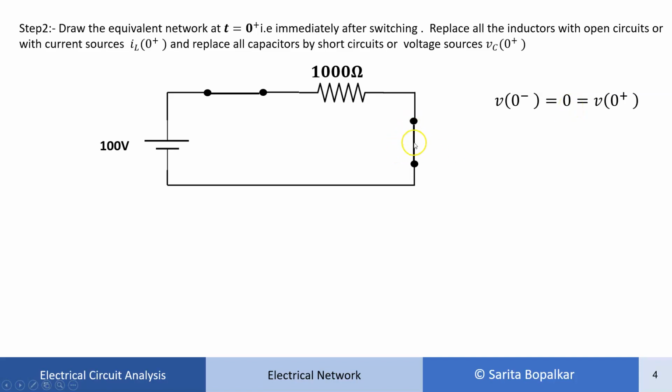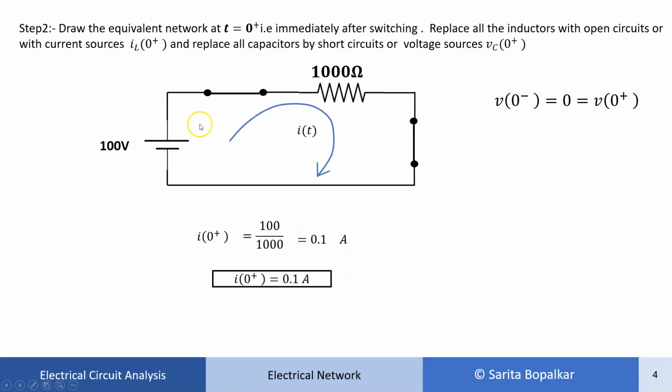So we'll represent the capacitor by a short circuit, and at t is equal to 0 our switch is also closed. We want to find the loop current at t is equal to 0 plus. This i of 0 plus is nothing but 100 divided by 1000, that is 0.1, unit is ampere. So this is our loop current which we want to find at t is equal to 0 plus.